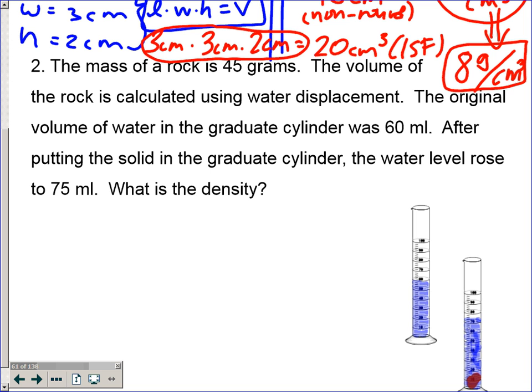Riley, give me some important information here. Okay, so the mass is 45 grams. And that was how many sig figs here? 2 sig figs. We are not going to have to write that every single time, but I'm just thinking out loud here, okay?